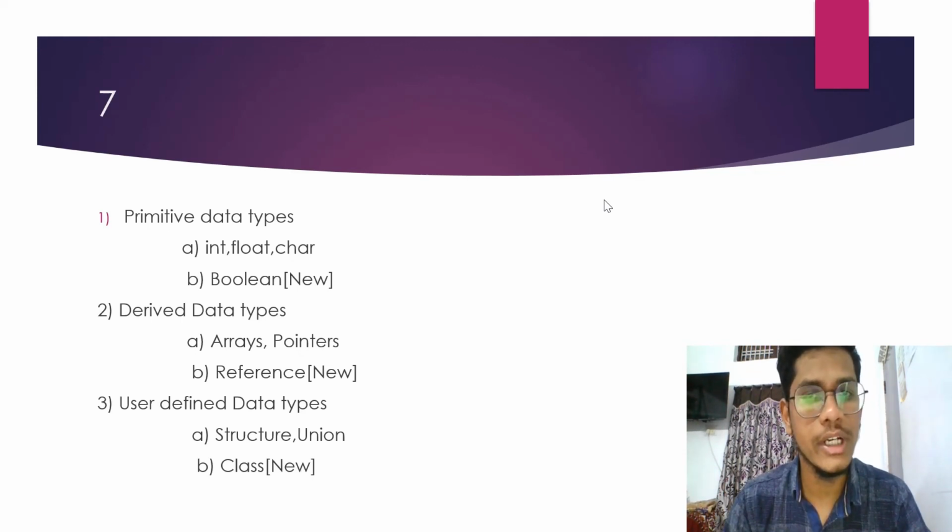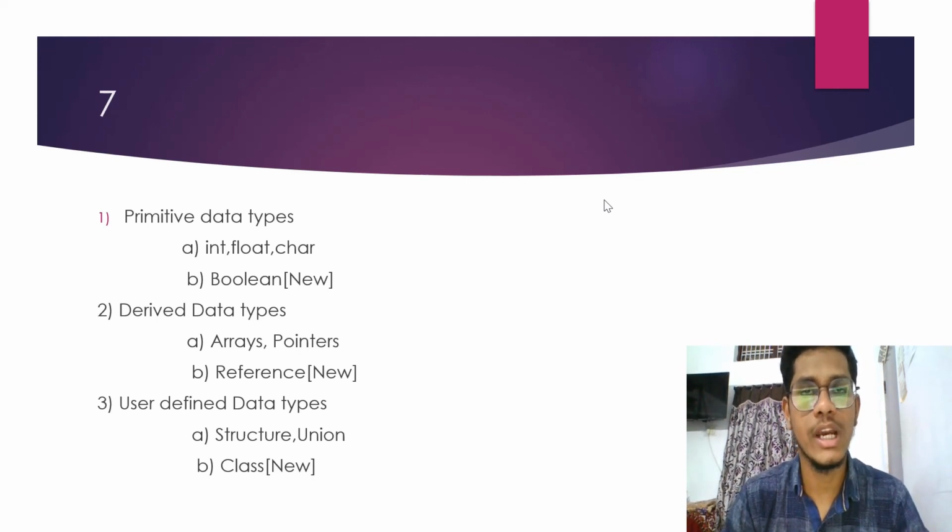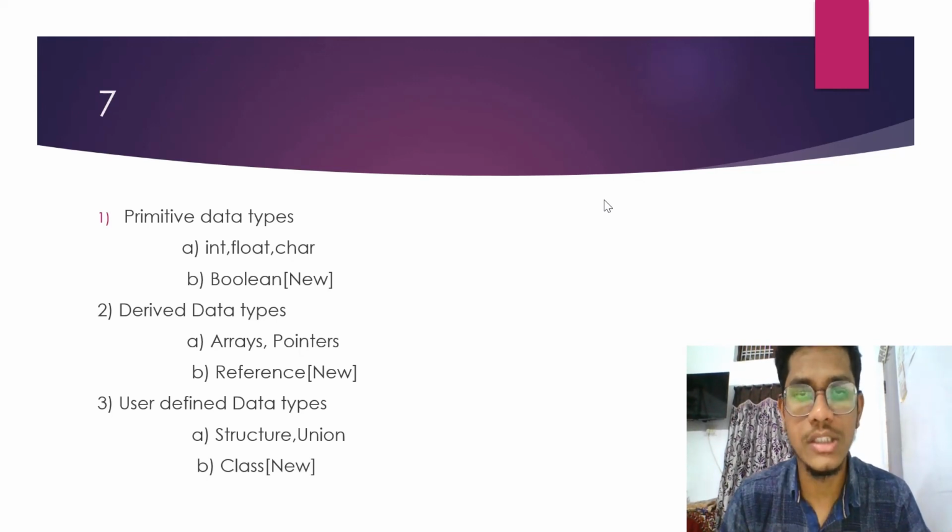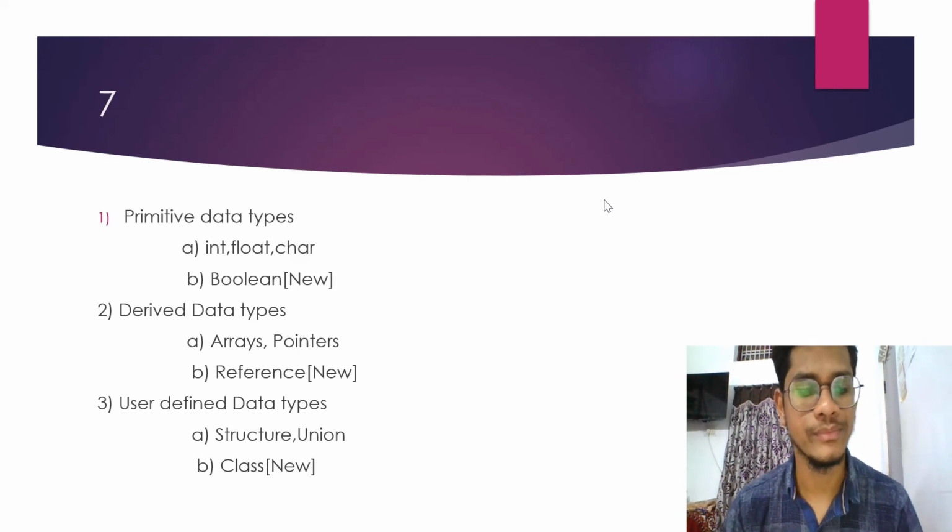Coming to derived data types, we have arrays and pointers, but in C++ we have added the reference data type. And coming to user defined data types, structures and unions are user defined data types. We have discussed class before, and class is also a user defined data type.